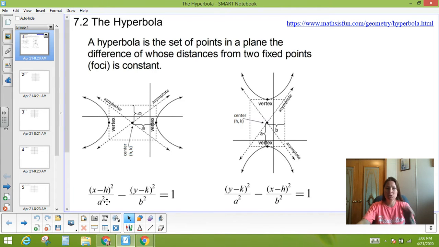For this one, it's just always going to be the one under the front, but I don't call it A and B, so it's really not that crucial anyway. But if I want it to open sideways, if I want it to go out to the sides, like this picture, then we want the X to be first. If we want it to open up or down, then the Y is going to be first. We know it is a hyperbola because there is a subtraction of those two things that are squared.